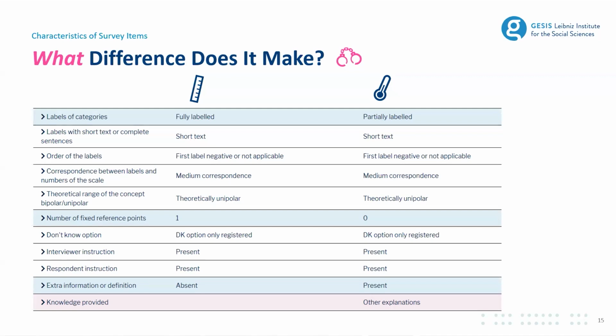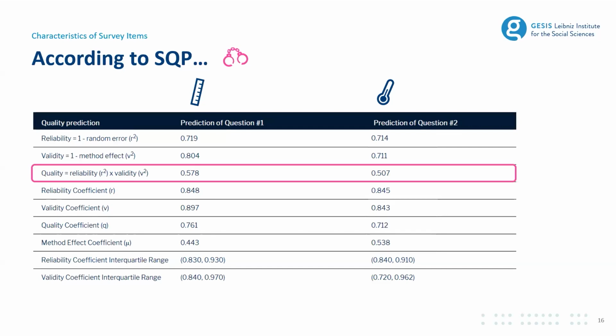So, for example, the first measurement method had a scale which was fully labeled, right? So we had the 4 different points and they all had short text. And in the second version, we only had a partially labeled scale. The first and the fourth answer scale had some words. And then this, of course, makes a difference, according to SQP at least, in the quality prediction. Highlighted here, you see the quality of 0.578 for the first version and 0.507 for the second version.